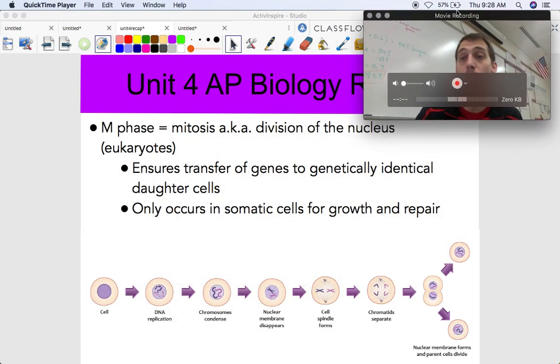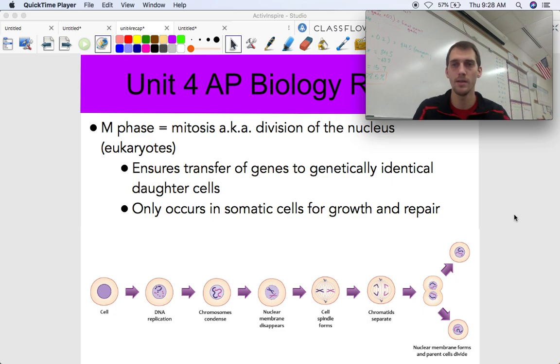All right, but the important part here, well, the most important part for our purposes, is M phase, which stands for mitosis, and that mitosis is the division of the nucleus, and therefore, yes, this only happens in eukaryotes, right? Prokaryotes, called bacteria, go through something called binary fission. We might get into that later in this class, okay, but probably not too much detail. M phase is all about mitosis, division of the nucleus, and that ensures the transfer of genes to genetically identical daughter cells.